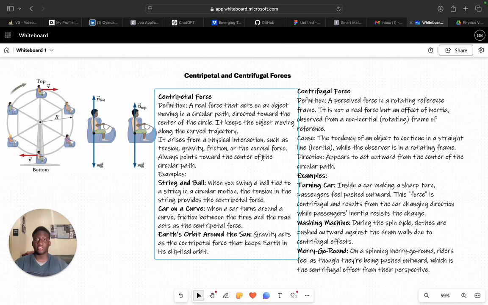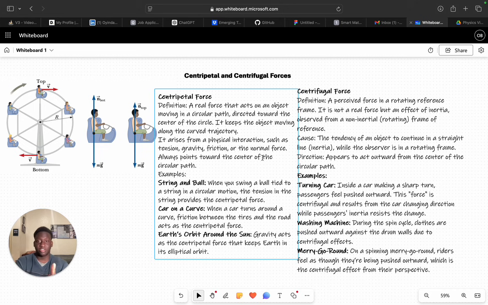Today I'll be talking about centripetal and centrifugal forces. One basic difference before I start the explanation is to know that they are opposites. One is going inside and one is going outside. So let me explain both of them to you and tell you what they are.